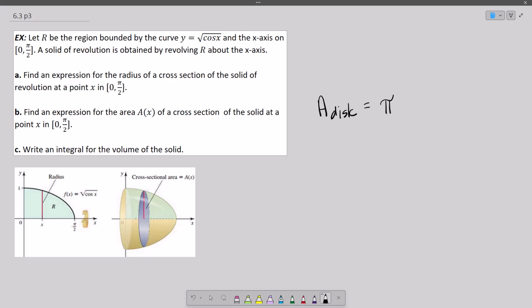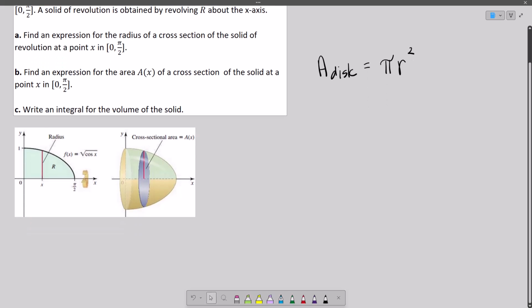Pi r squared, area of a disk, pi r squared. So when we look at this, we've got this solid parabolic region over here. Isn't this red segment here the radius of the disk formed when you rotate that around the x-axis? So this function is acting like the radius of the disk at x. So that red thing rotates around and creates a disk. The radius is that function.